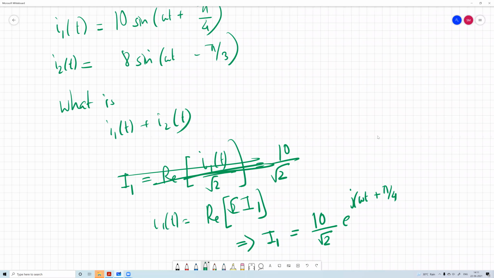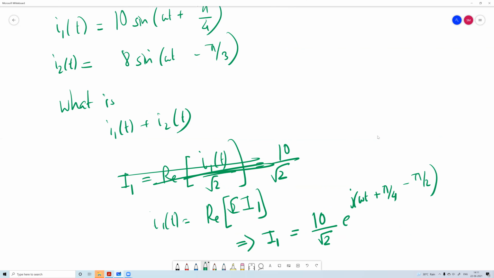Could you please check whether the real part of this is indeed I1(t) or not? So this is equal to 10 root 2 e to the power of j(omega t minus pi by 4). Agreed? Yes, sir.